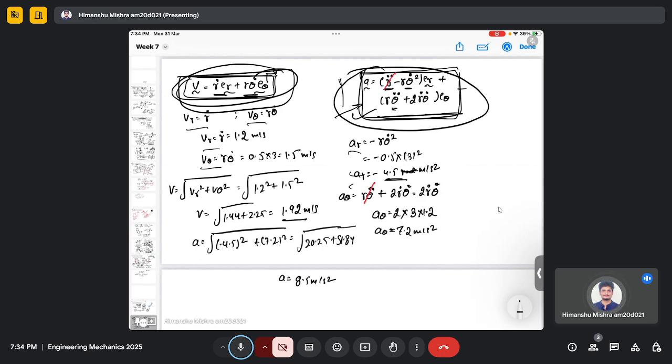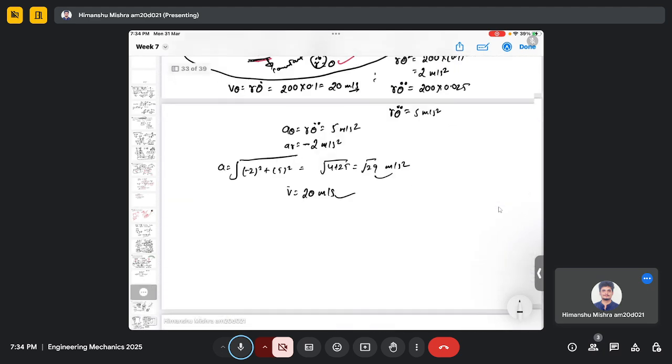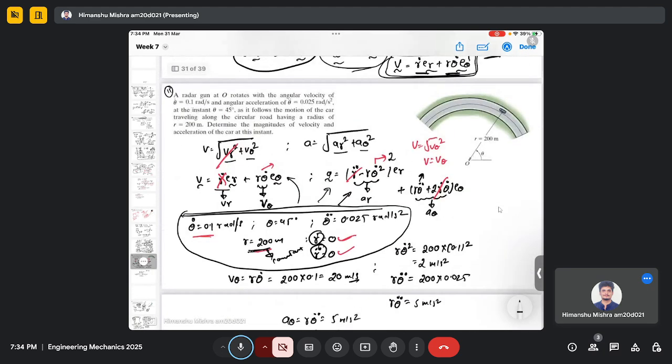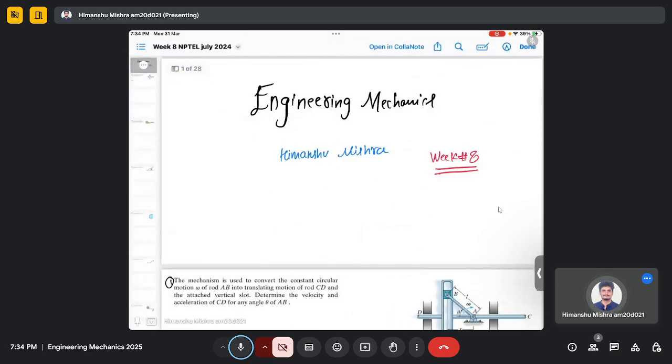So any doubt until now? No, I have not studied this topic, so I don't think I'll be having any doubts. I can just continue with the syllabus. Okay, so this was the topic for the previous week. Now I am going to start the other topic this week.